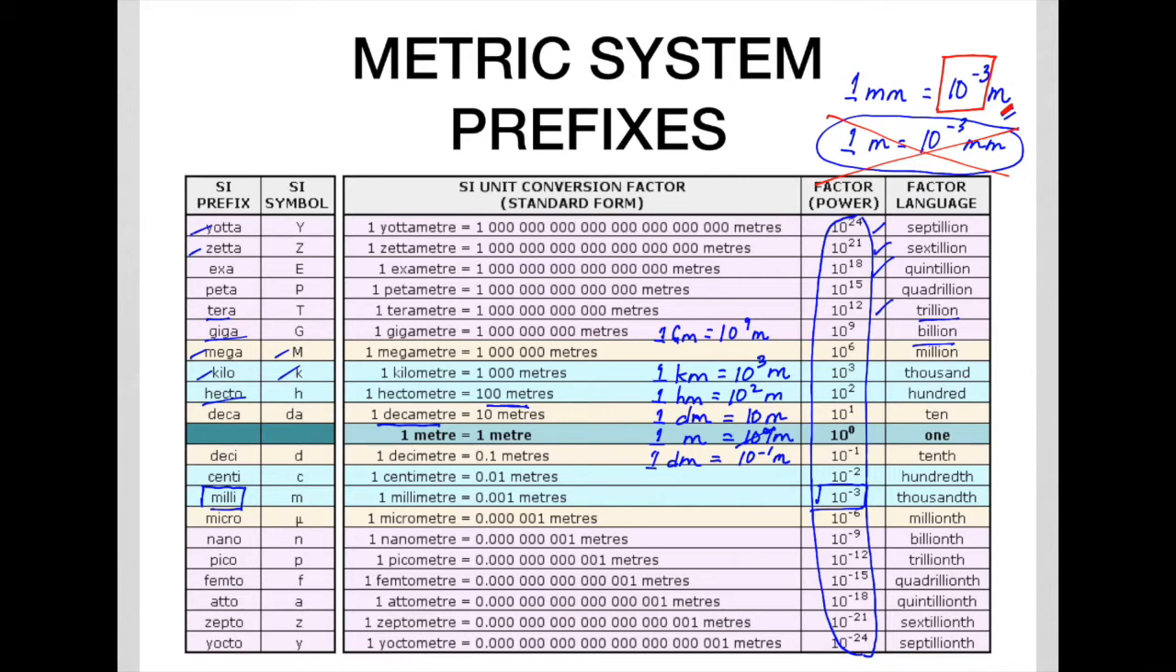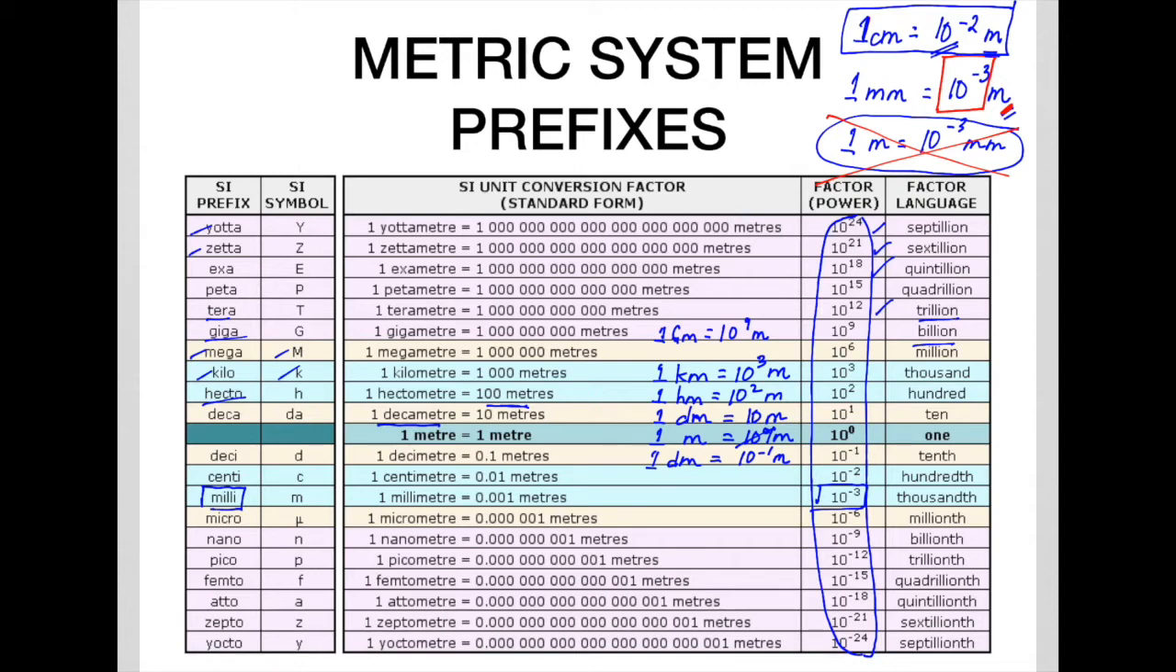Another example, say for example, how many meters are there in 1 centimeter? So I could write 1 centimeter is equivalent to 10 raised to negative 2 meter. I want to emphasize again, this 10 raised to something is with the base unit.